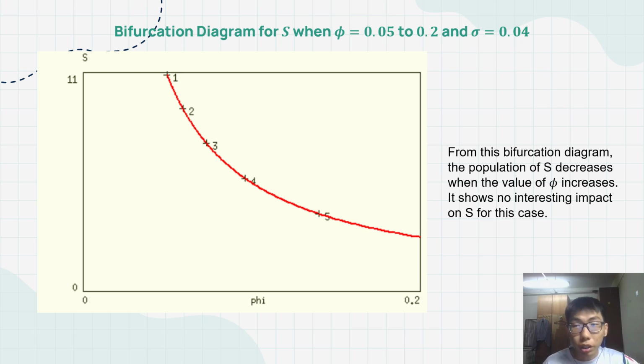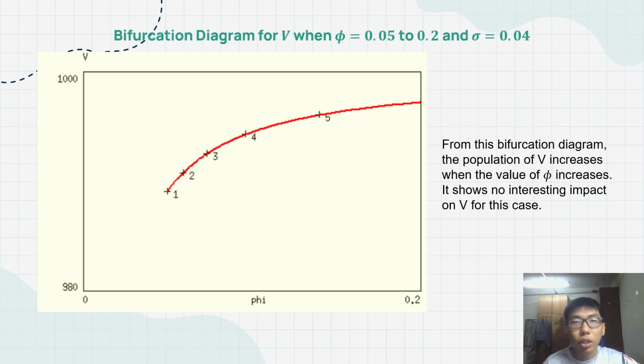From this bifurcation diagram, the population of S decreases, and it shows no interesting impact on S. Second, the bifurcation diagram for V is increasing when phi changes from 0.05 to 0.2, and we fix sigma equal to 0.04. It also shows no interesting impact on V except the smooth increasing.